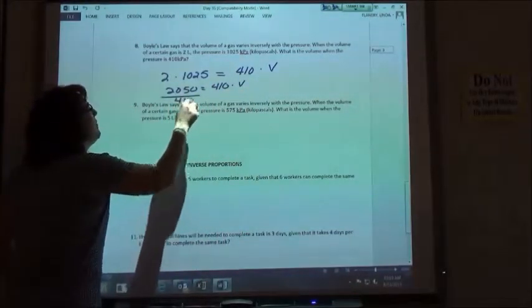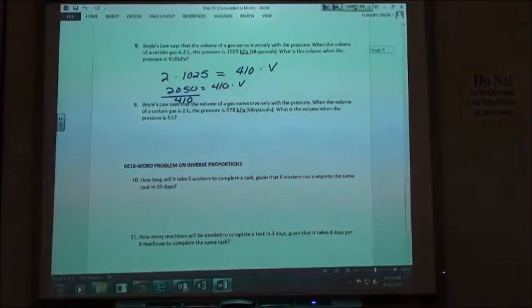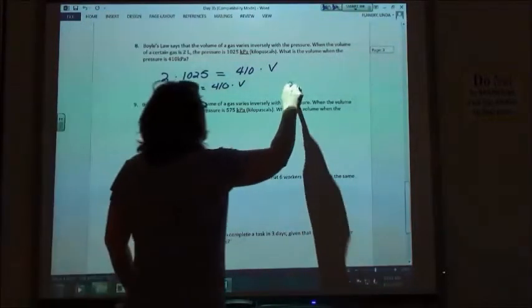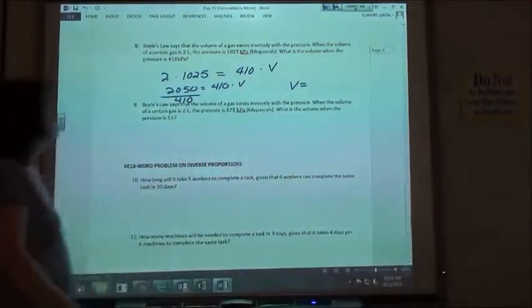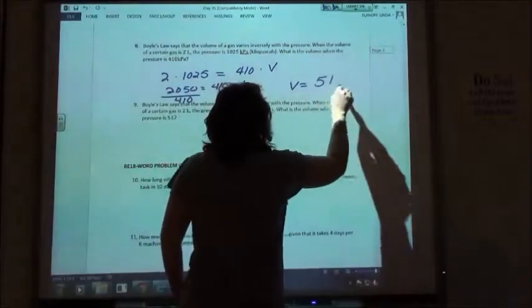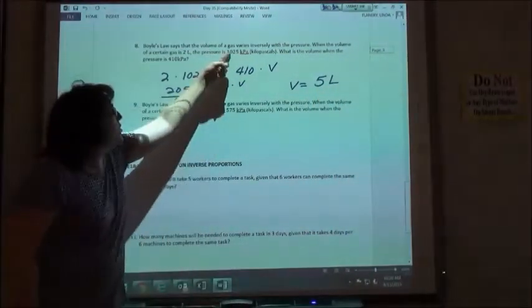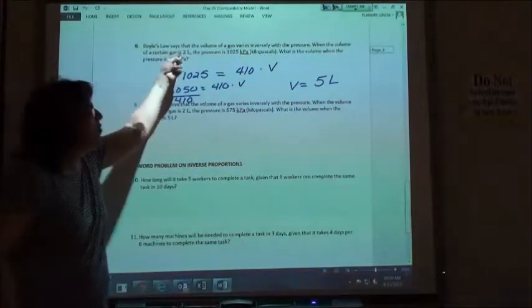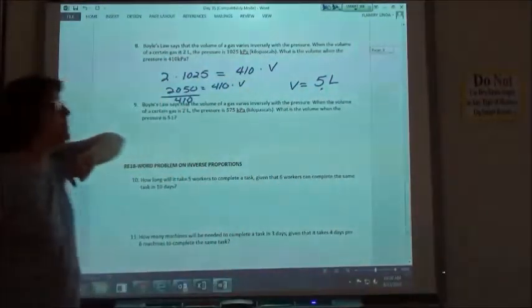And if we end up dividing there by the 410, five liters. So my pressure went down, my volume increased.